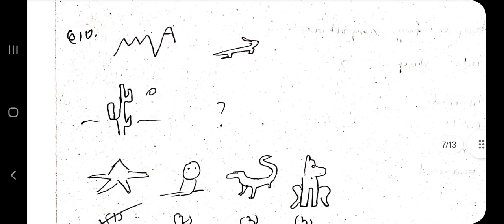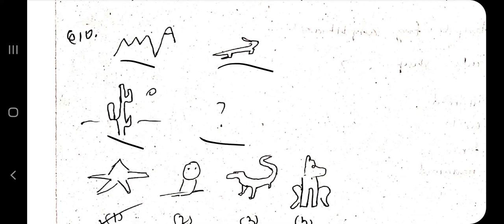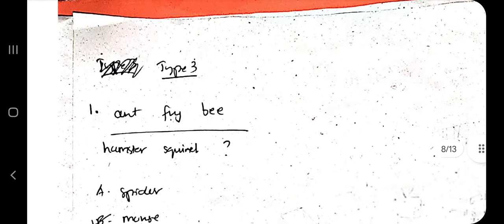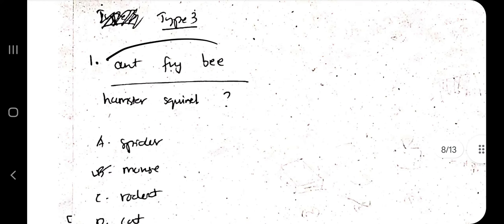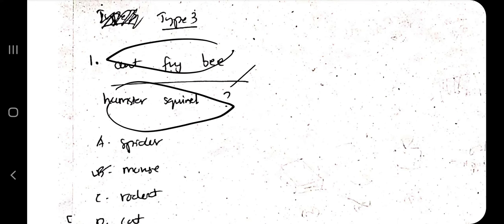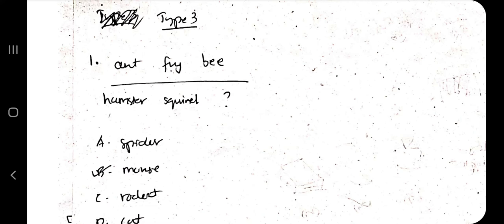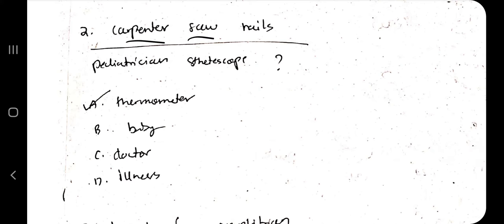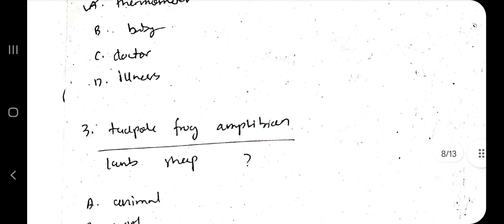Okay. Next one, mountain and lizard, and desert and what? So here, in mountain the lizard does not live. So in desert, what does not live? Starfish. Okay. Type 3 of questions, here are some words given, and here also some words are given. We have to choose the word which corresponds to all of these words. Okay. So ant, fly and bee are insects, hamster, squirrel and mouse are rodents. Okay. And the next one, carpenter, saw, nails, and pediatrician, stethoscope and thermometer come together.